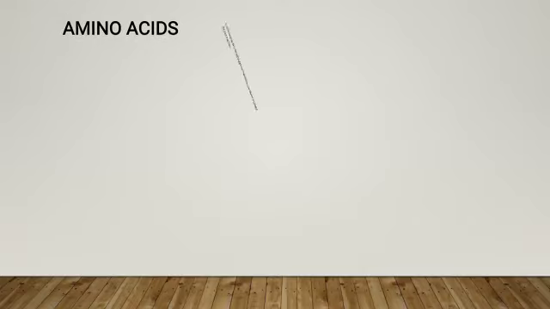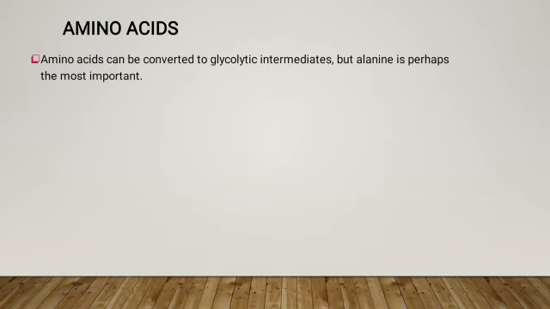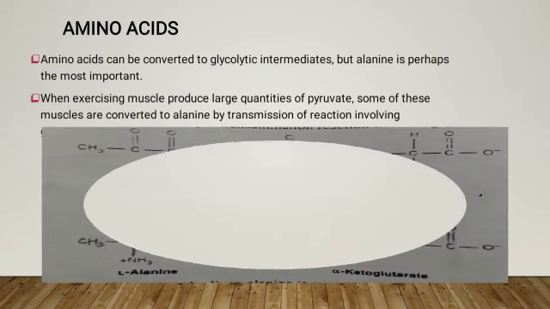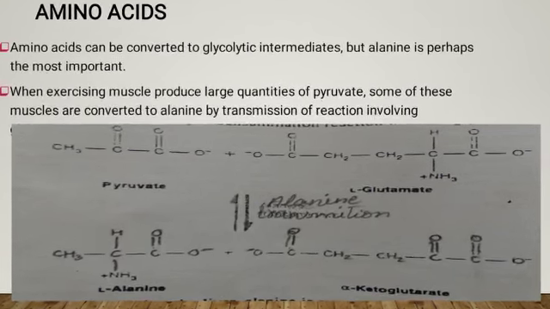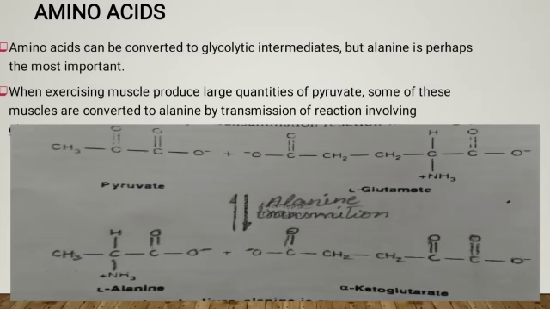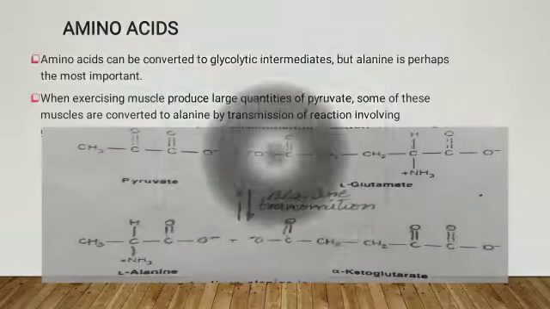Amino acids. Amino acids can be converted to glycolytic intermediates, but alanine is perhaps the most important. When exercising muscle produces large quantities of pyruvate, some of this pyruvate is converted to alanine by a transamination reaction. As you see in the reaction, first of all, pyruvate plus glutamate is combined and alanine and alpha ketoglutarate are formed. This is a reversible reaction and it is also called alanine transamination.